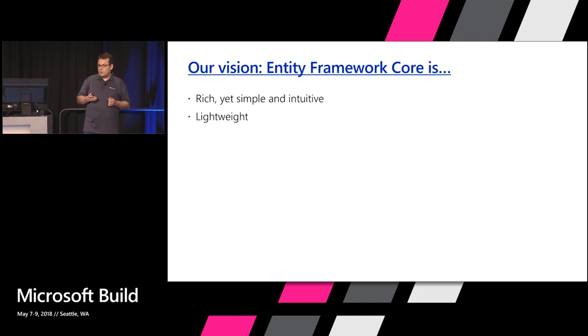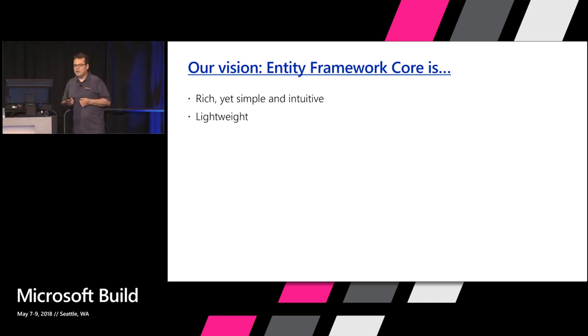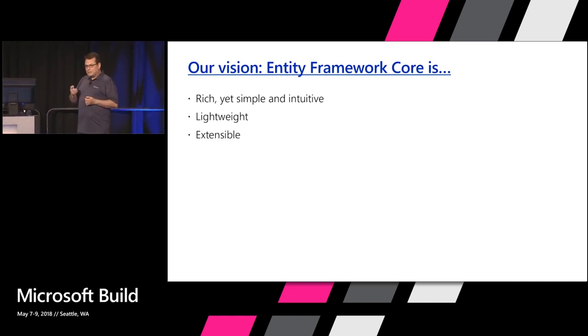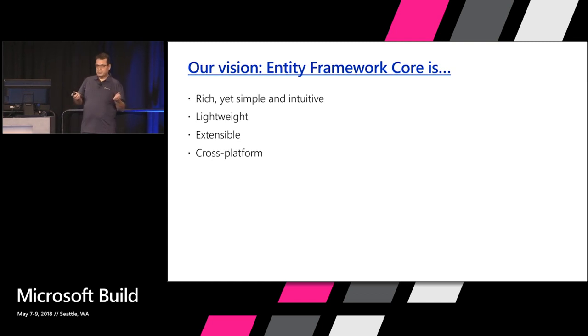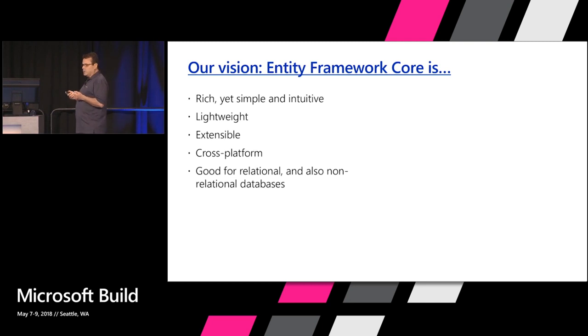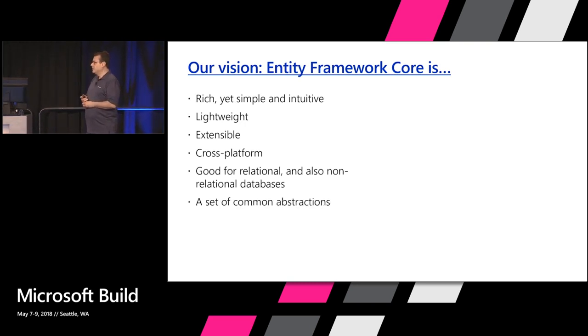We wanted it to be lightweight because many other object database mappers use a lot of memory, and they were not very well aligned to the needs of cloud computing and mobile computing. We wanted it to be extensible so that you can apply your imagination and come up with new scenarios that we couldn't think of. We wanted it to be cross-platform. It was one of the main themes of .NET Core. And we wanted it to be good for relational databases because that's what many of our customers were using, but also potentially good for non-relational databases as well.